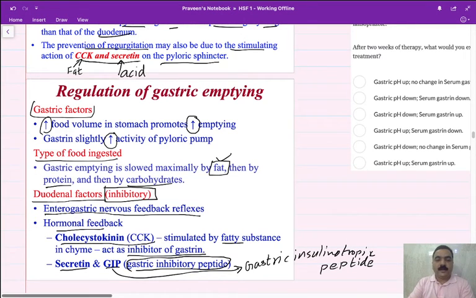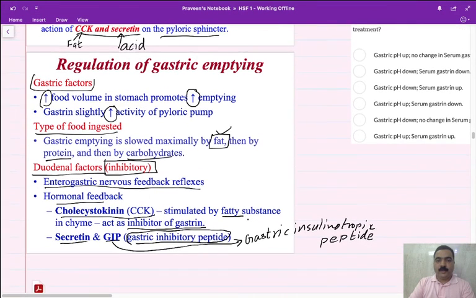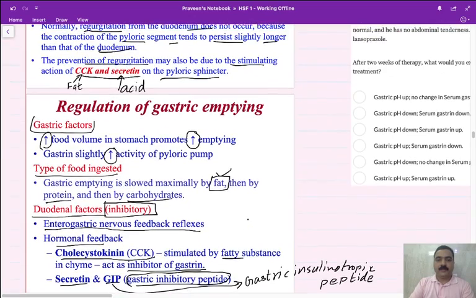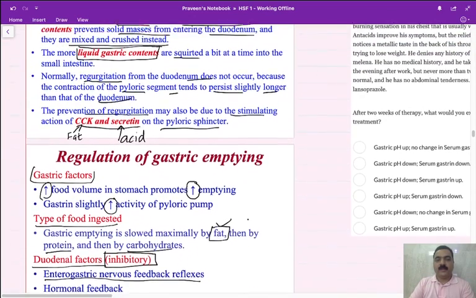Okay, but there is another name for the GIP. What is the other name for the GIP? That is called the gastric inhibitory peptide, because it is causing the inhibition of the gastrin secretion, inhibition of the gastric motility. Okay, so these are the important points that we need to know about the gastric emptying, and the gastric movements and how they are regulated.